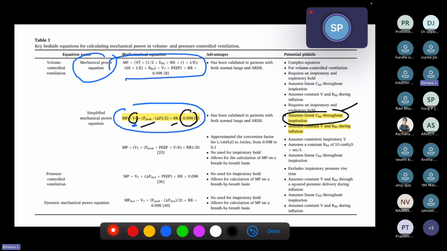but this assumes that the compliance is normal. Again, the second thing is, this is the power that is being estimated assuming that the patient is under a constant flow pattern. So if you're using a decelerating flow or you're using a pressure control mode, not a volume control mode, then this equation of power calculation cannot be used.